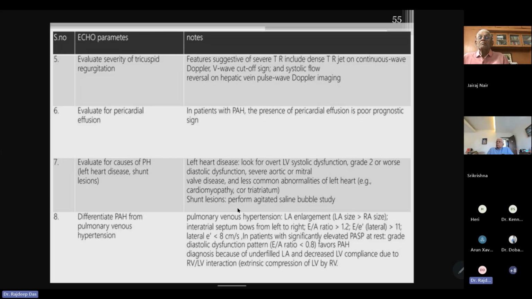We can assess left ventricular systolic dysfunction and diastolic dysfunction, any left-sided valvular heart disease, or any left-sided heart abnormality like cardiomyopathy. In case of shunt lesion, if it is uncertain, we can perform the agitated saline bubble study also. We can differentiate pulmonary arterial hypertension from pulmonary venous hypertension by different sizes and dimensions through echocardiography.